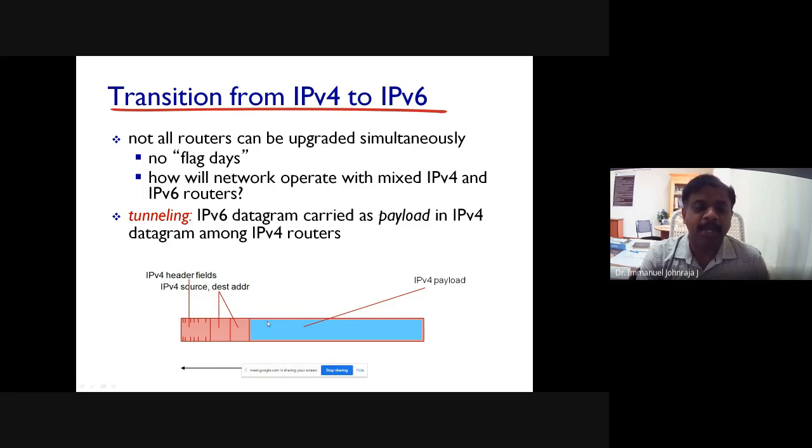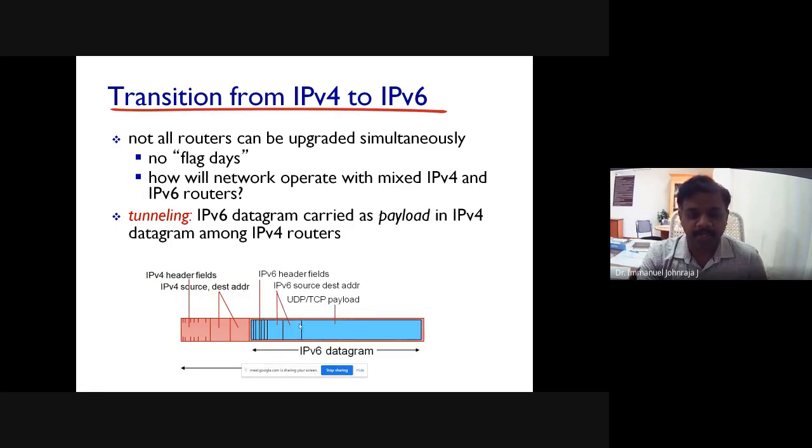And then the IPv4 header has the payload. What is the payload? All the data will be placed there, right? So in the payload, you include your IPv6 packet. All your IPv6 header, everything, the upper layer protocol, the application layer, everything becomes the payload of your IPv4. Tunneling.